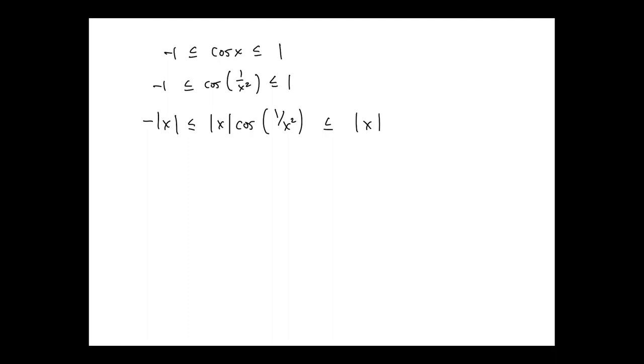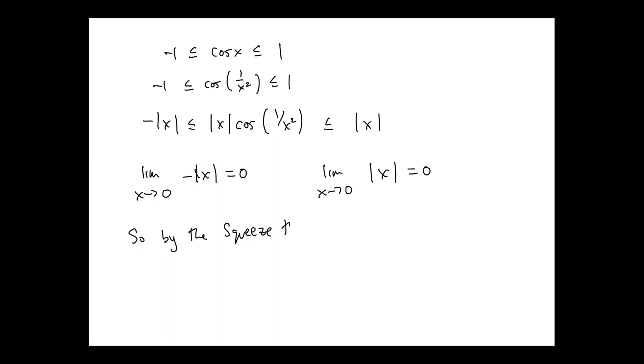Okay, so we've got the inequality, but that's not yet enough. We need to make sure, like I said, that the squeeze gets squoze. So what I need to do is check that this and this come out to the same value. If they do, that's the second part of the squeeze theorem that I need. Now, do they? Yes. Okay, what do they both come out to? Zero. Or I'm sorry, it was cosine.